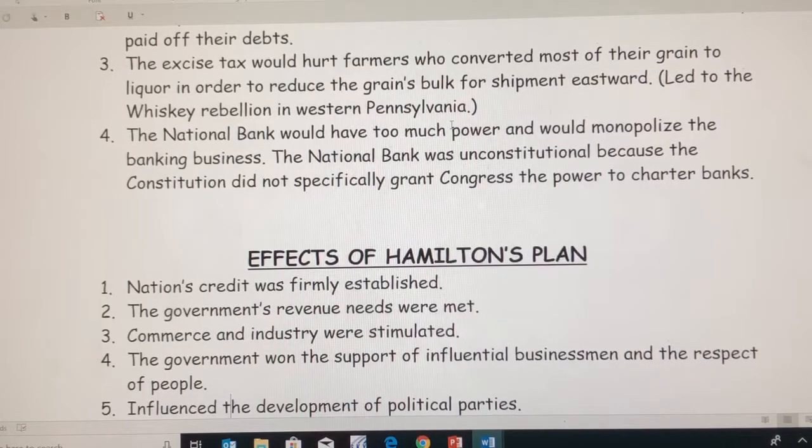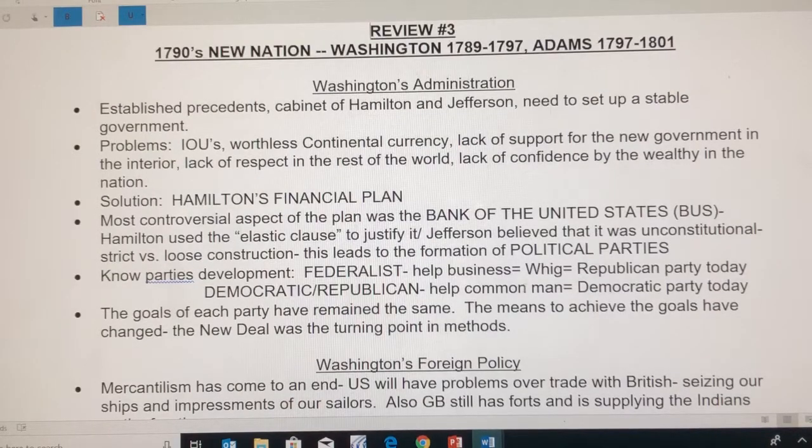Last thing, the Bank of the United States and Hamilton's financial plan creates our first political parties, Hamilton being the leader of the Federalist Party. And I think this takes us back to our notes. Hamilton being the leader of the Federalists, he wants to help business, and we are going to see he believes in a loose interpretation, big government.